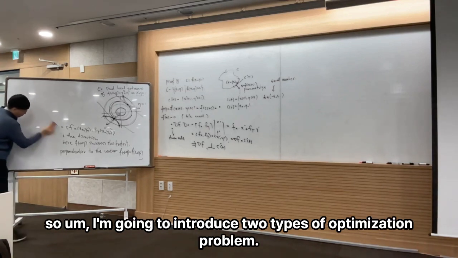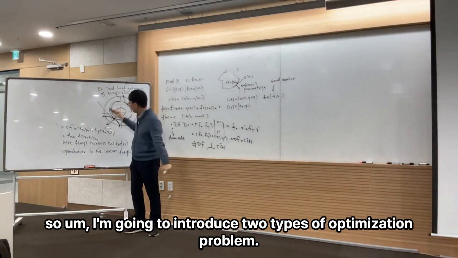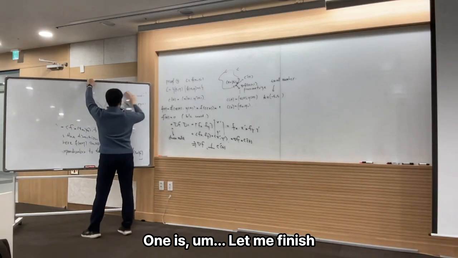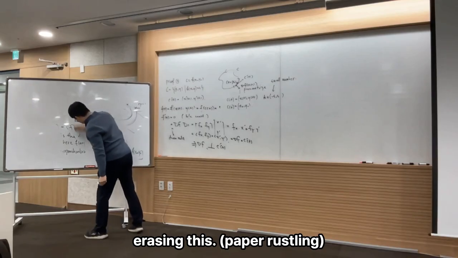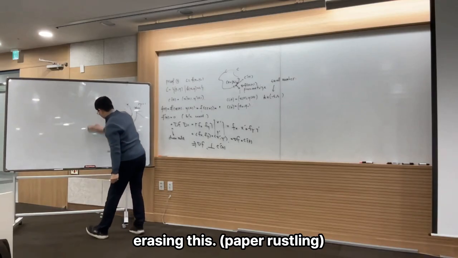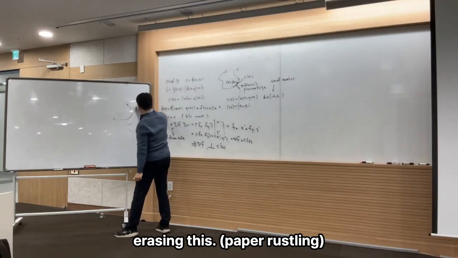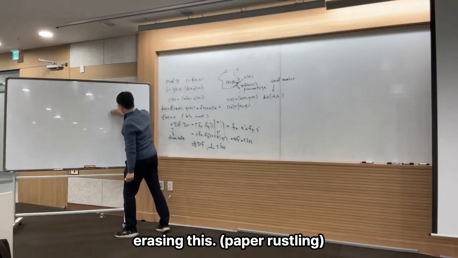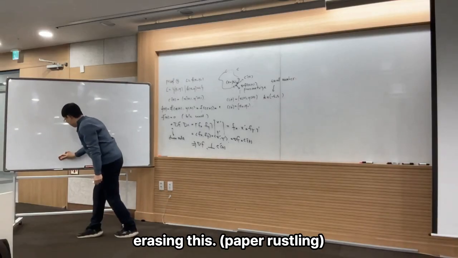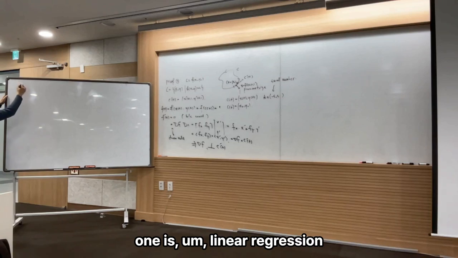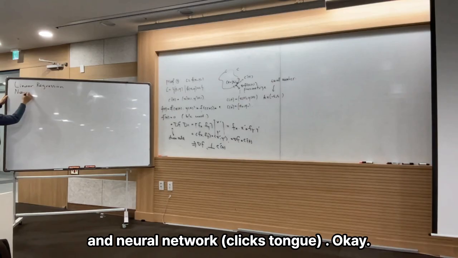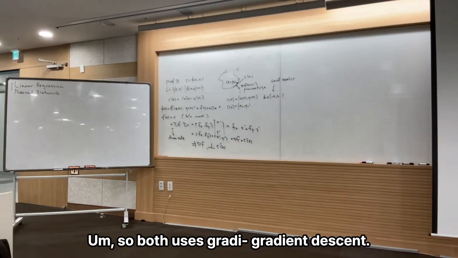Okay, so I'm going to introduce two types of optimization problem. One is linear regression and the other is neural network. Both use gradient descent.